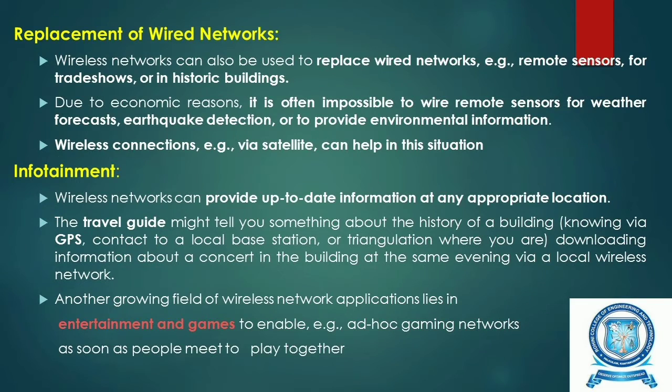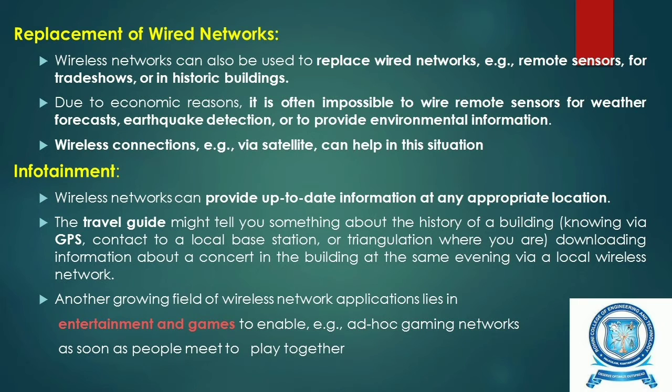So, next let us consider the replacement of wired networks. These wireless networks can also be used to replace wired networks, for example the remote sensors for trade shows or in historic buildings. Due to economic reasons, it is often impossible to wire the remote sensors for weather forecasts, earthquake detection, or to provide environmental information. Wireless connections, for example via satellite, can help in this situation.